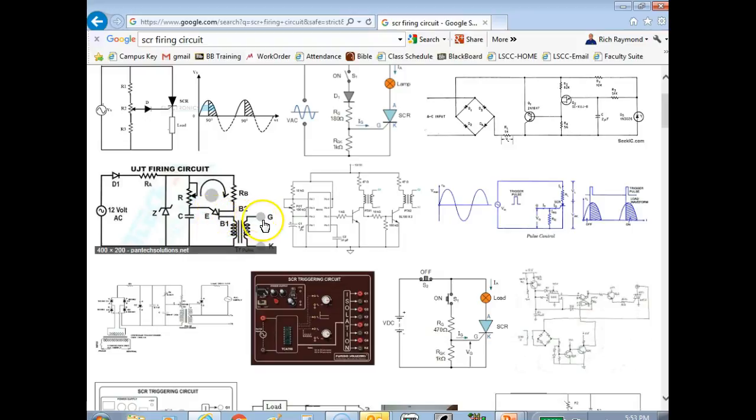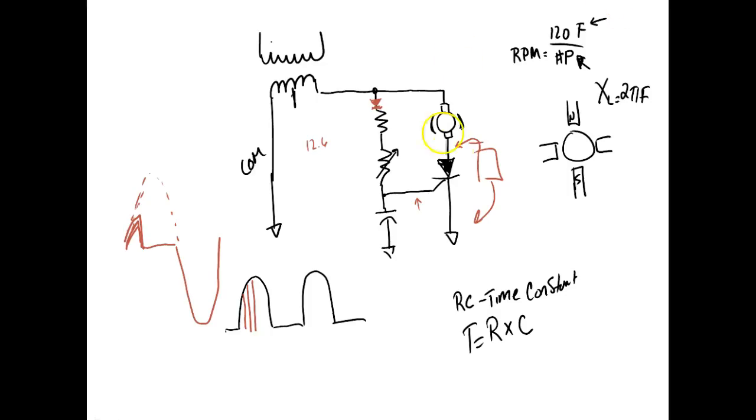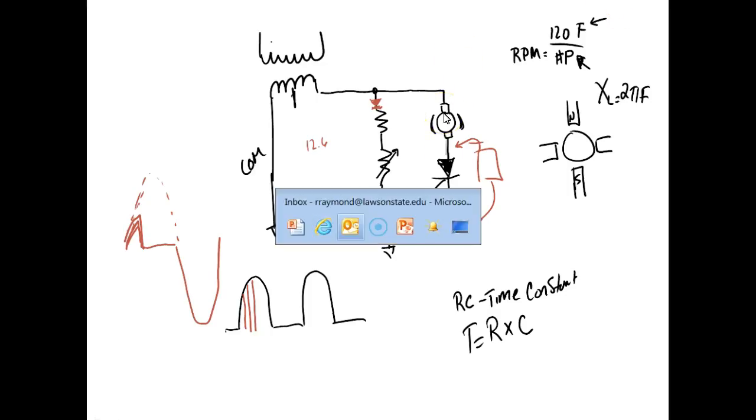Another problem we have is that if my SCR is running extremely high voltage, then we don't want to bring that high voltage into our firing circuit. So what we do is we pulse it through what we call a firing transformer. So this is an SCR firing transformer right here.